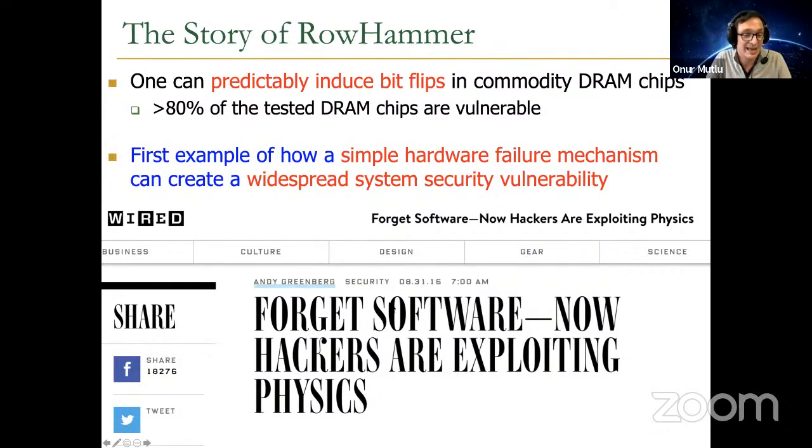So this is a popular magazine article in Wired magazine. You may be following this. It is actually sometimes nice to have articles like this. But basically, Andy says here: forget software, now hackers are exploiting physics. And I think at a very, very high level, this is a very nice characterization of what RowHammer is about. There is a physical problem at the circuit level that leads to these bit flips. At the software level, you can actually induce these bit flips without anyone being aware of it and take advantage of those bit flips to take over the system, which is not nice.